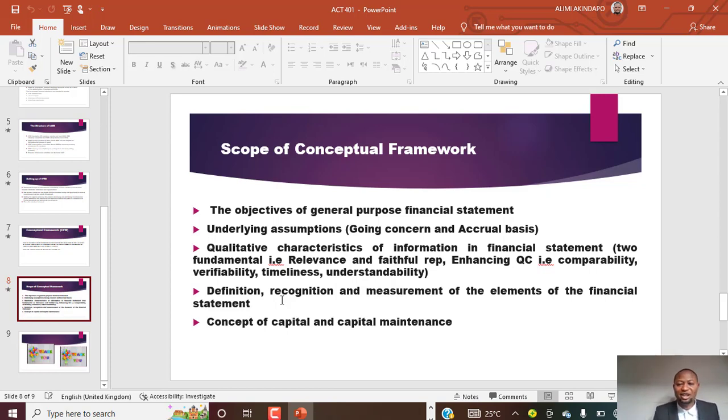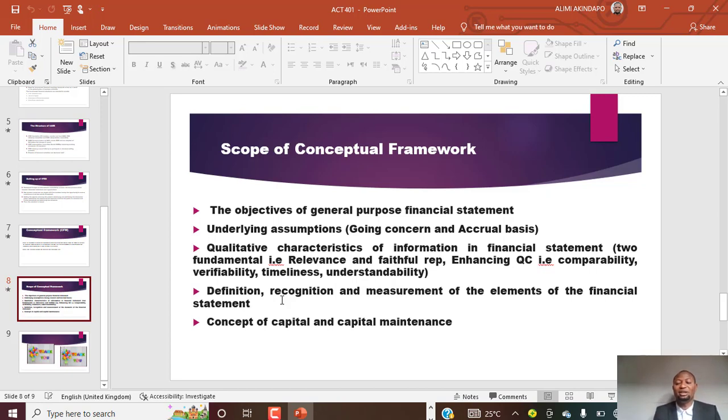Information in the financial statement is faithfully represented if it reflects the true financial transactions that occurred during the period. Information is faithfully represented if it is complete, neutral and free from any material error. Then we have enhancing qualitative characteristics. We have comparability, verifiability, timeliness and understandability.